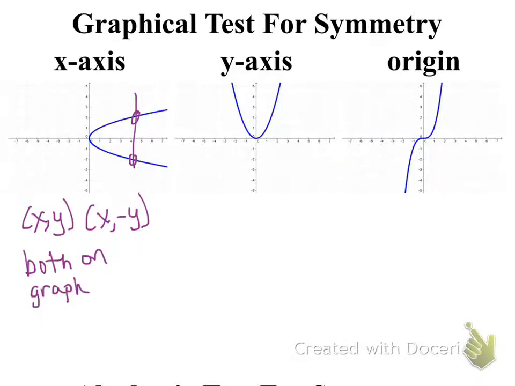Because, for instance, here, if I have the point (1, 1) and I have the point (1, negative 1), both of those are on the graph. And so that's how we can tell for x-axis symmetry.